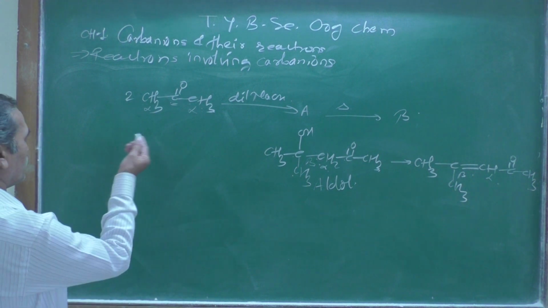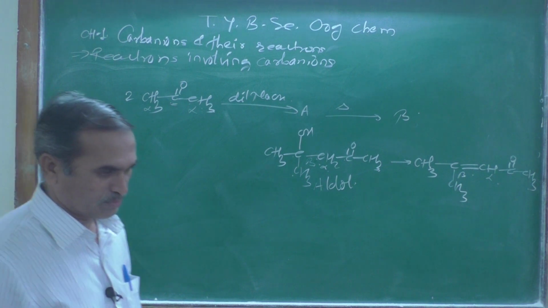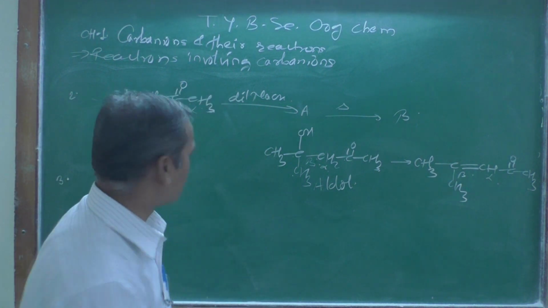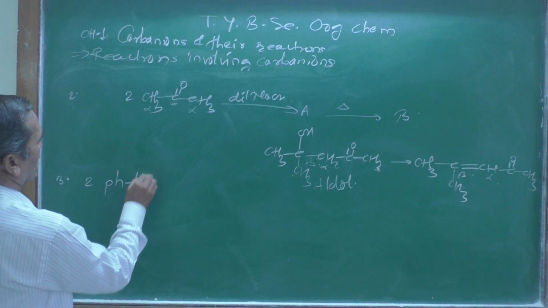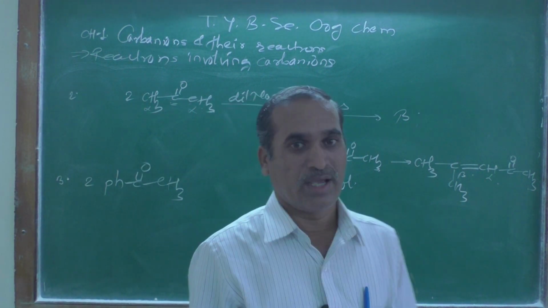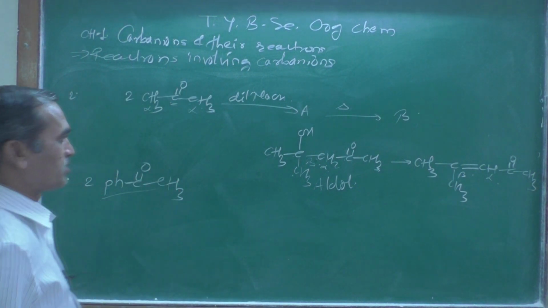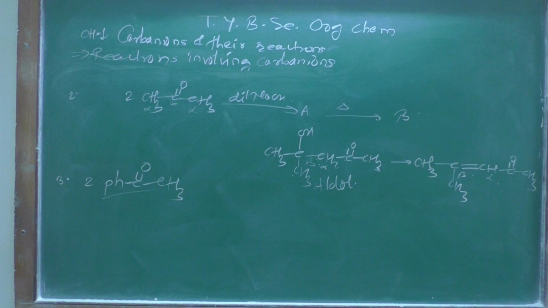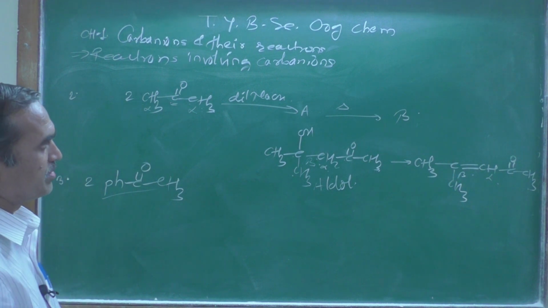Suppose another one. Now this is a second example. Let me consider one more example over here. Let us see 2 moles of Ph C double bond O CH3. What I have taken over here is acetophenone. The name of this compound is acetophenone. 2 moles of acetophenone undergo the aldol condensation reaction in the presence of dilute sodium hydroxide. The resulting compound formed is the aldol.